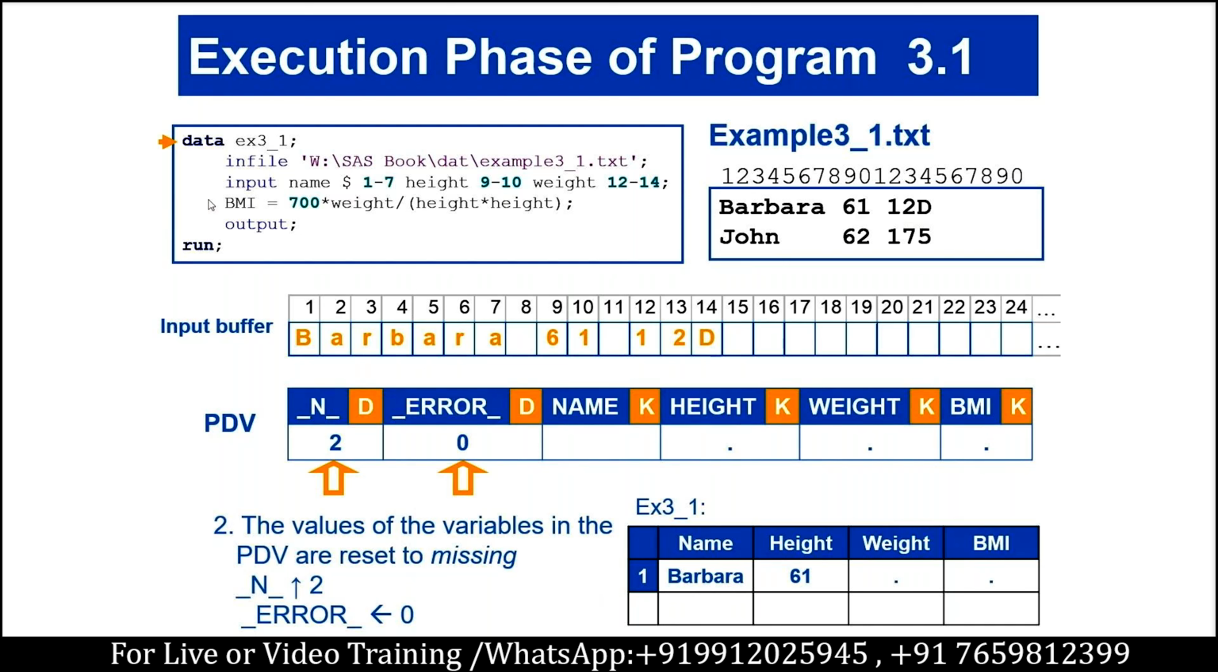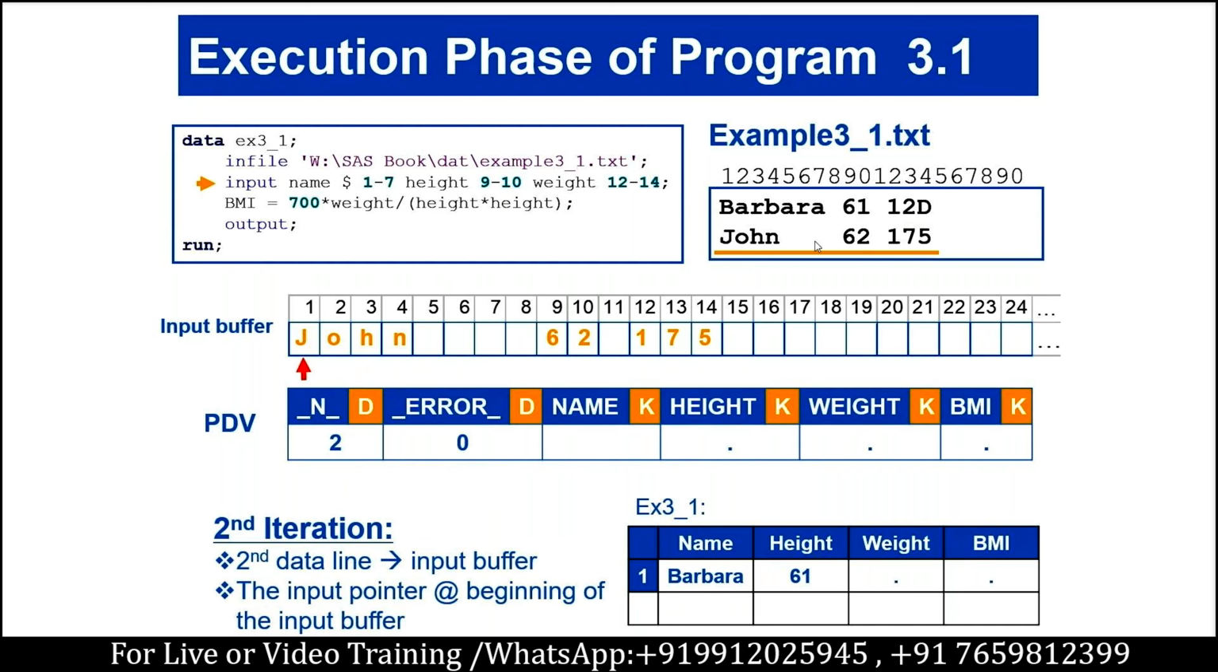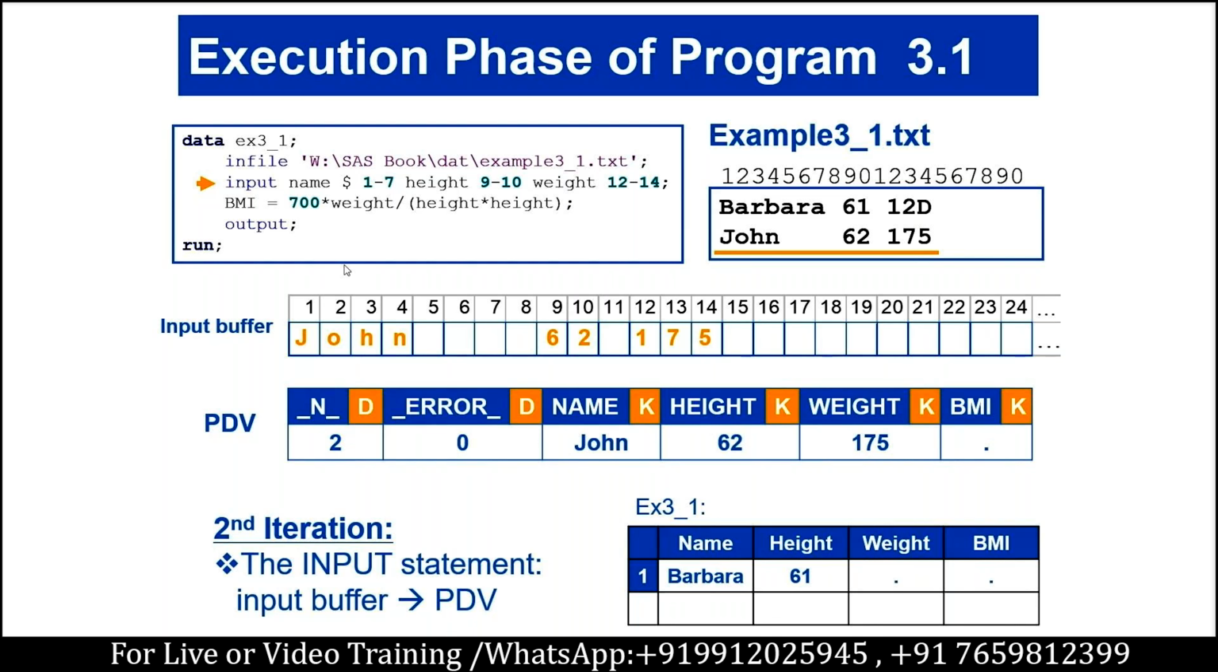Now, the second values from the text file: John 62 175. Yes, for name it is going to read John, and for height it is going to read 62 from the 9 to 10 position. Weight it is going to read from the 12 to 14 position. This time we have height and weight. So 700 into weight divided by height into height, definitely it is going to calculate 31.868. If you want me to calculate, I will calculate.